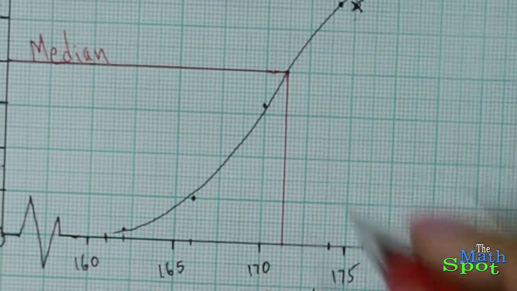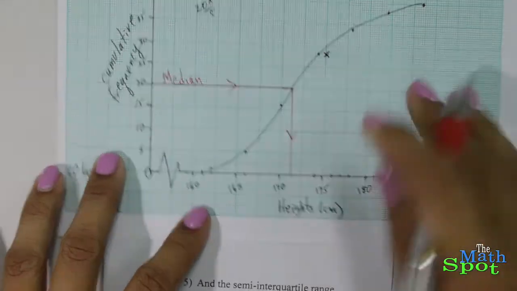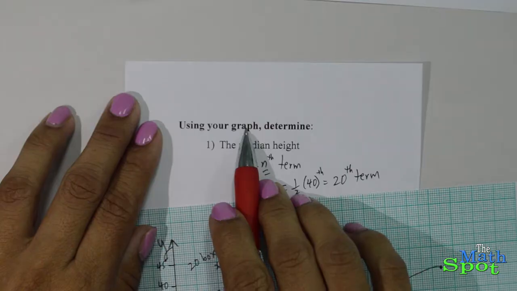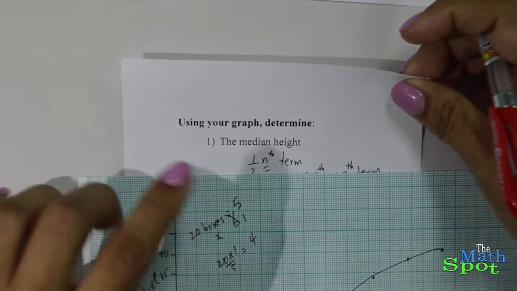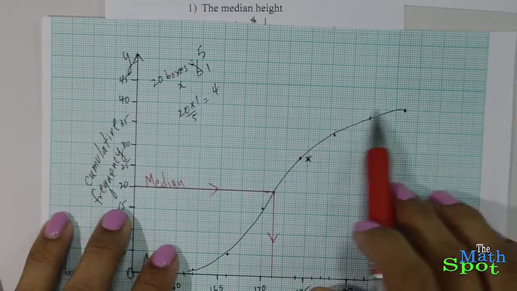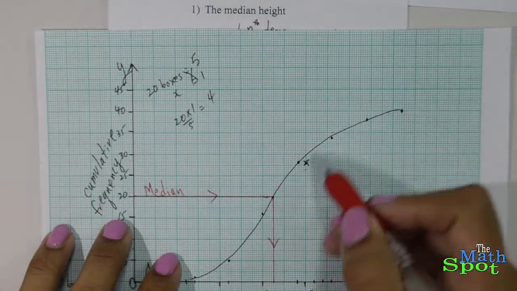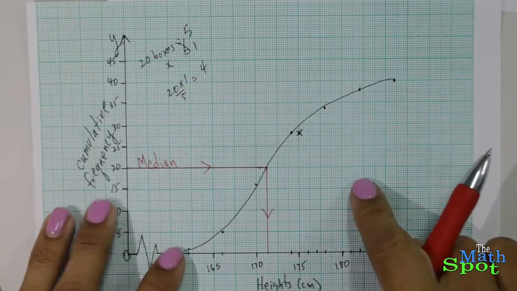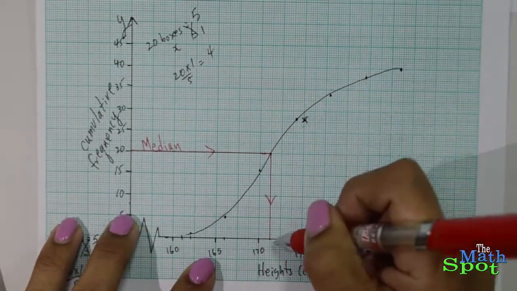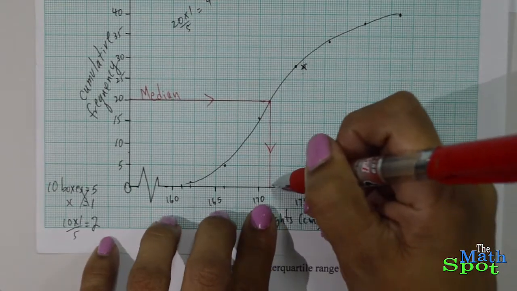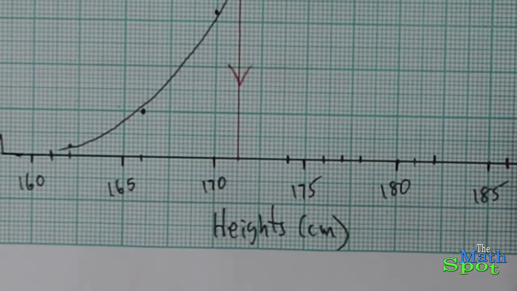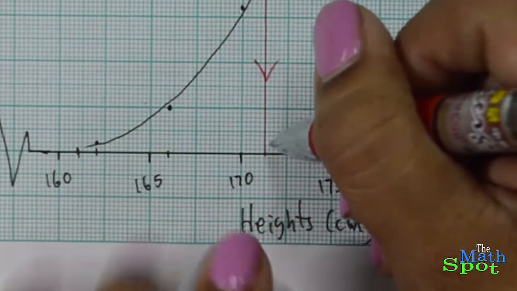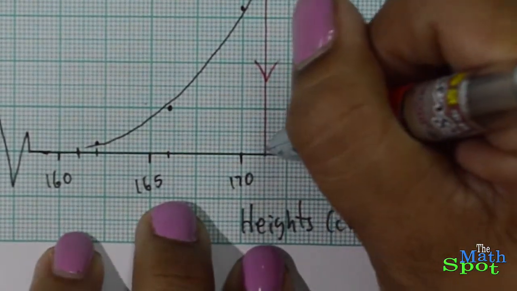Now, I want to take you back to the instructions here. It says using your graph, not your neighbor's graph. It has to be your graph because remember, it's not totally accurate. We're not computers, so you have to make sure this is being read from your graph that you draw. So now we need to determine the exact median height. Now, remember also that every 4 space is considered 1 unit.